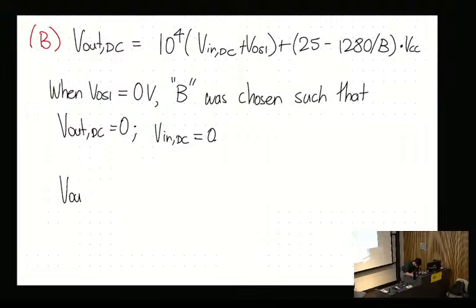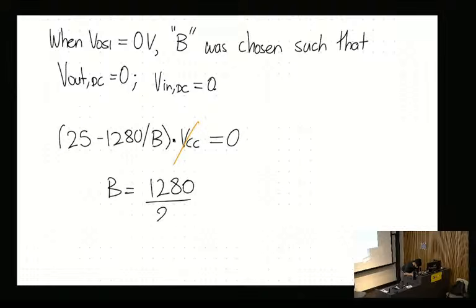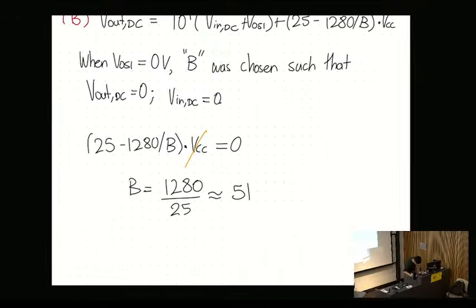Sorry, that's 0. So I have 25 minus 1280 on B. VCC is 0, so that's gone. So then I'm just left with B equals 25, 1280 on 25, which I believe is 51.